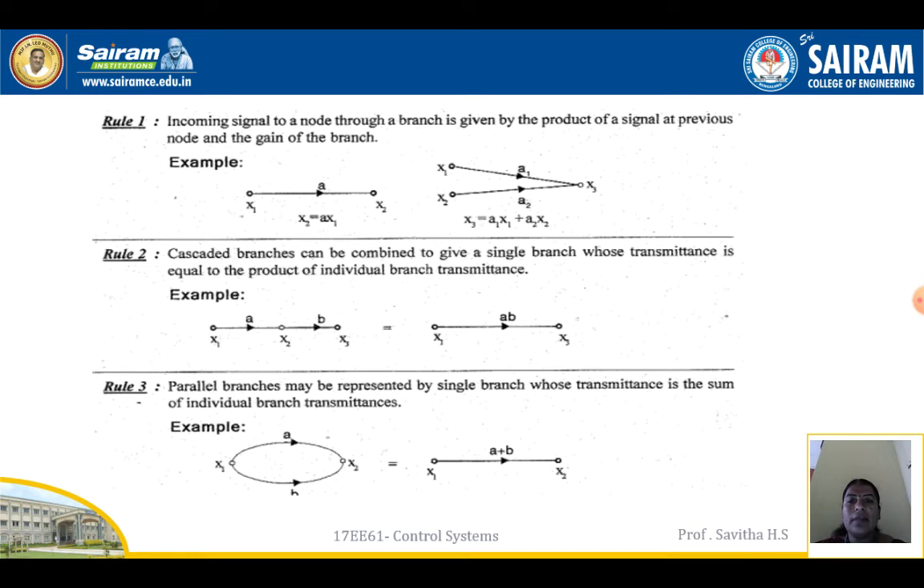Rule 2. Cascaded branches can be combined to give a single branch whose transmittance is equal to the product of the individual branch transmittances. So instead of using x1, x2, x3, we can use input x1 and output x3, and we can combine the values as ab. Rule 3. Parallel branches may be represented by a single branch whose transmittance is the sum of the individual branches. Therefore, x1, a plus b, and x2.